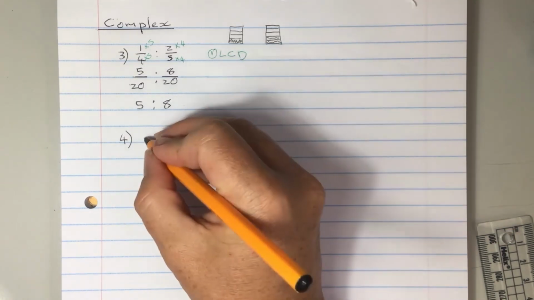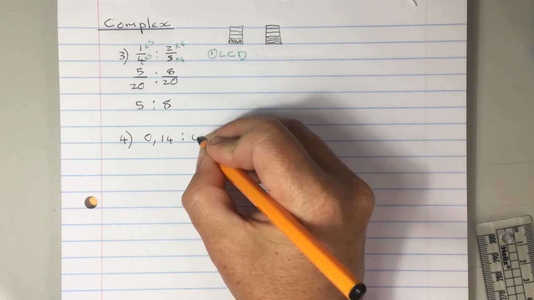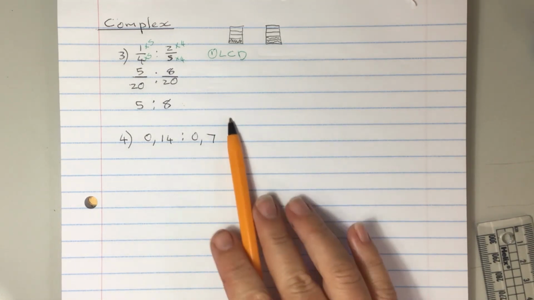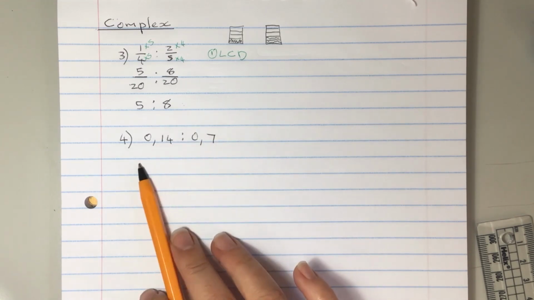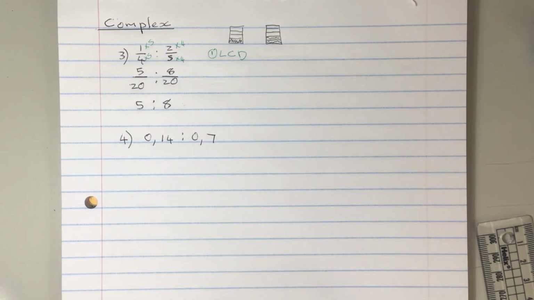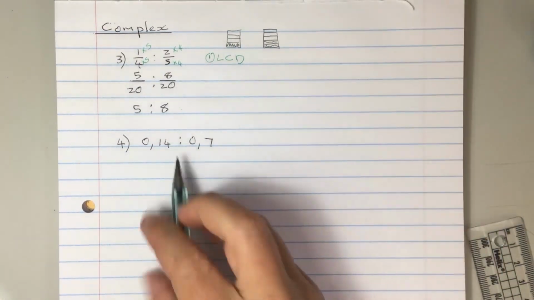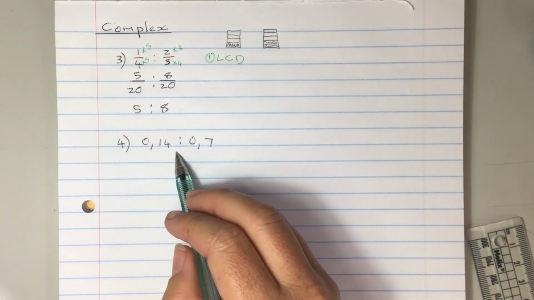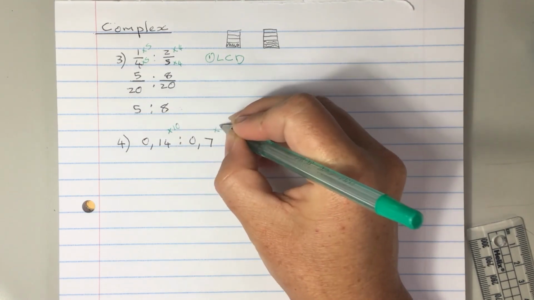Example 4 is also complex, 0,14 to 0,7. Here again, we have got a format that we're not allowed in ratios. So we want to turn these decimals into whole numbers. And so remember, when you multiply or divide by 10, you can move your comma up and down. So we want to make this a whole number, so we're going to have to multiply by 10.